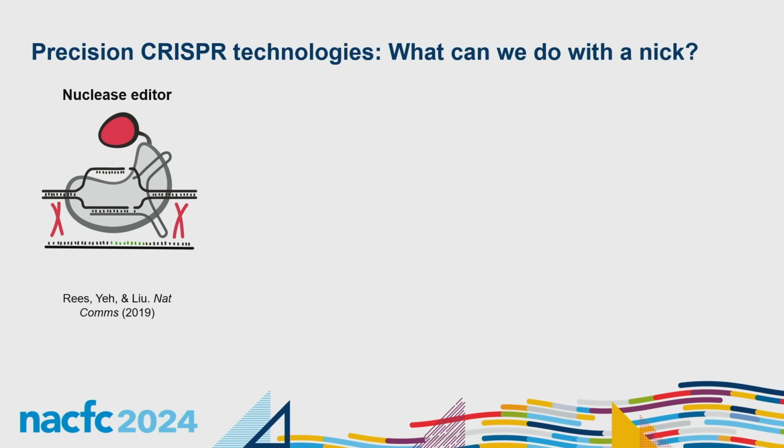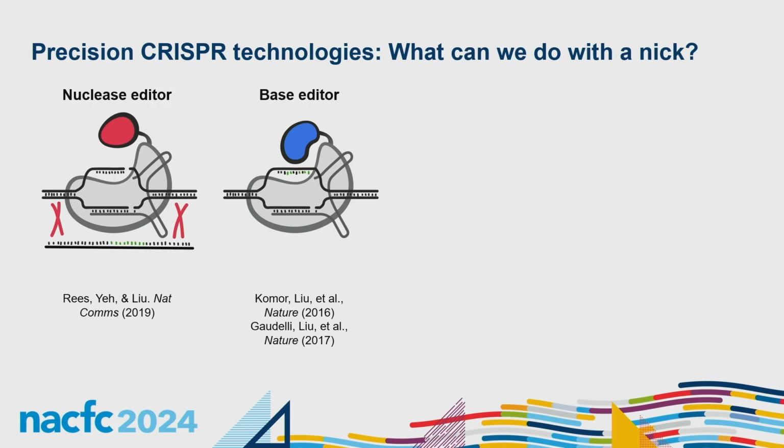The first generation of these technologies were nuclease editors, which Karen described really well in the first talk of this session. You can deliver a nuclease editor or a nickase editor along with a single-stranded DNA donor that encodes the specified edit and gets incorporated into a cell via homology-directed repair. What else can you do with a nick? Well, you can fuse your Cas9 nickase with a deaminase enzyme to make a base editor, and Lucia gave an excellent overview of how base editors work, so I'm not going to go into that in too much detail today.